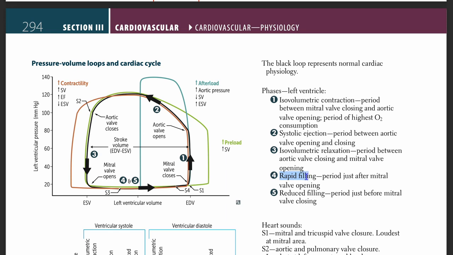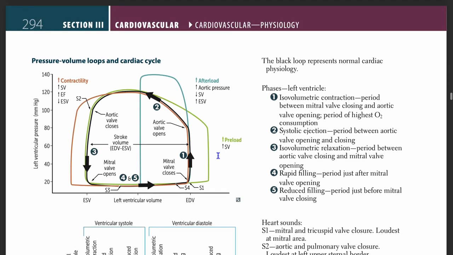Then you have the rapid filling, so that's this part right here. Period just after mitral valve opening. So the rapid filling is up till like here, and then you have the reduced filling. After it's filled up, the left atrium is going to contract as much as it can to fill up the last little bit. So that's reduced filling. Period just before mitral valve closing.